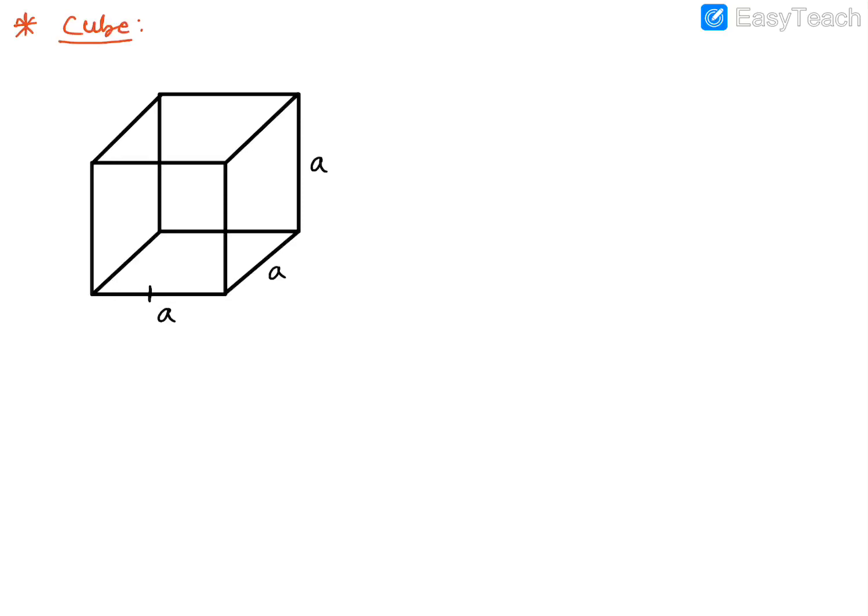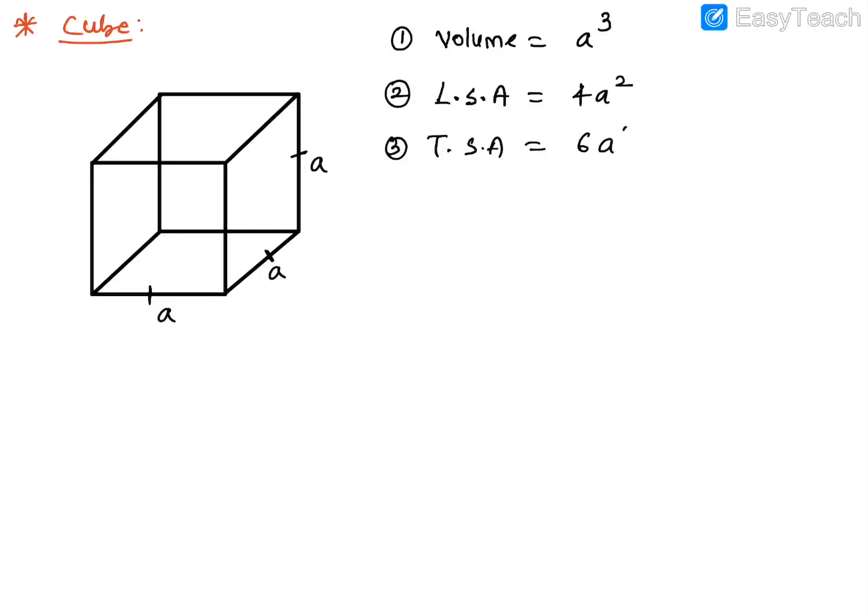Basically all the sides are equal, your length, breadth and height. So how do you find the volume of such a thing? Length into breadth into height, which is basically side cubed. What will be the lateral surface area or the area of 4 walls? It will be 4 into side squared. Third one, if they ask you TSA, total surface area, it will be equal to 6a squared, 6 times a squared.